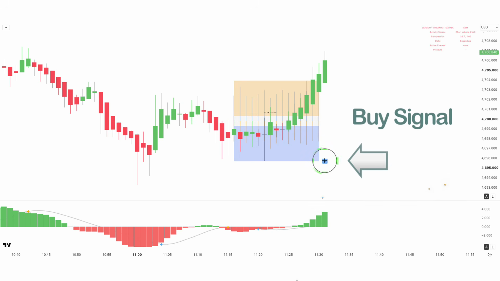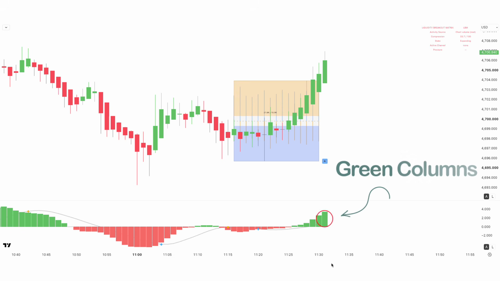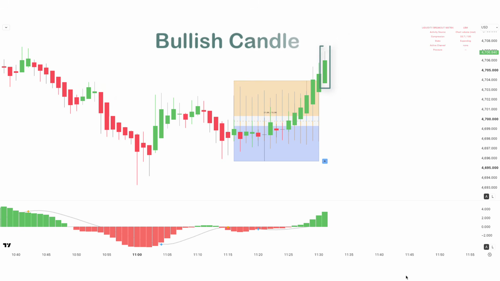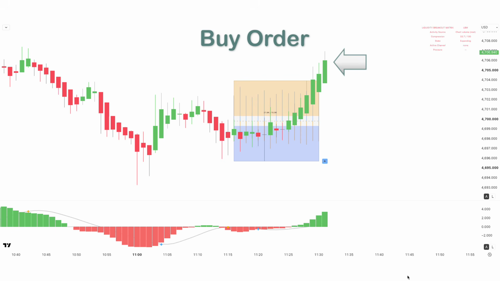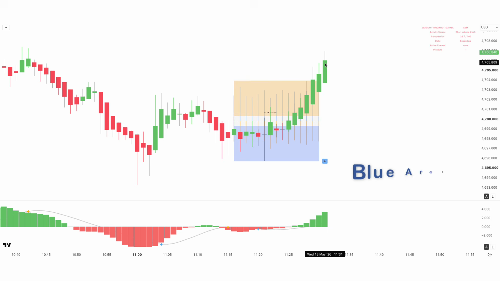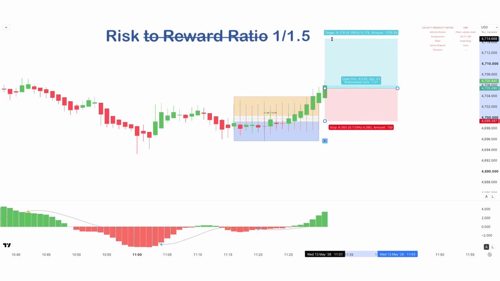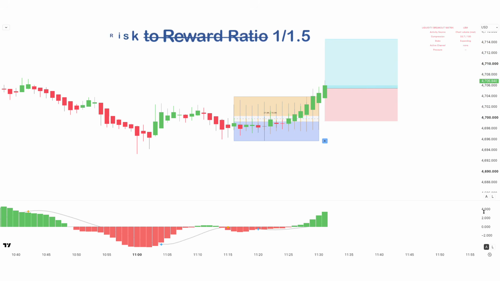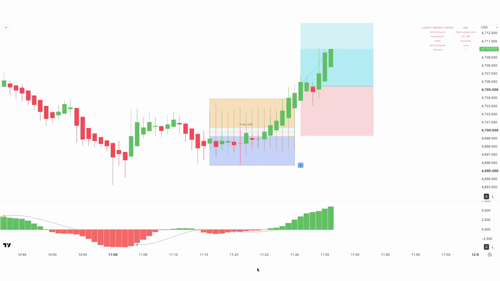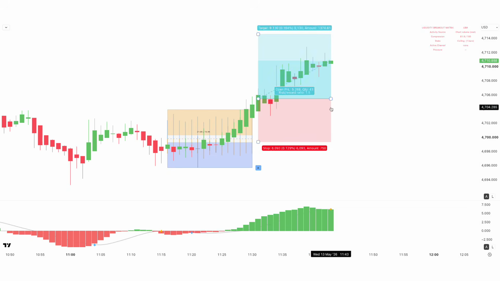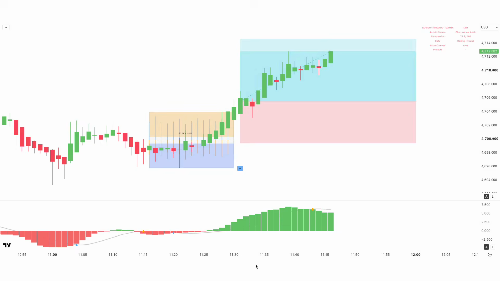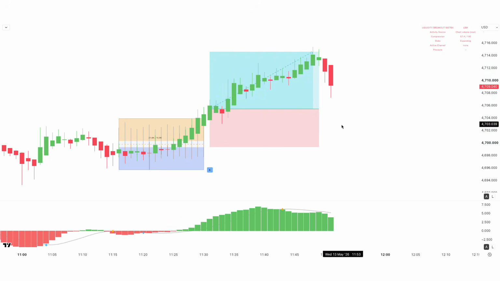When the Liquidity Breakout Matrix shows an arrow up, this is a buy signal. The Linear Reg MACD indicator should show green columns, and the market should form a bullish candle. If these conditions are fulfilled, then we will place a buy order. Our stop loss is to be placed at the blue area, and the risk to reward ratio will be 1:1.5. The market has completely hit the target.